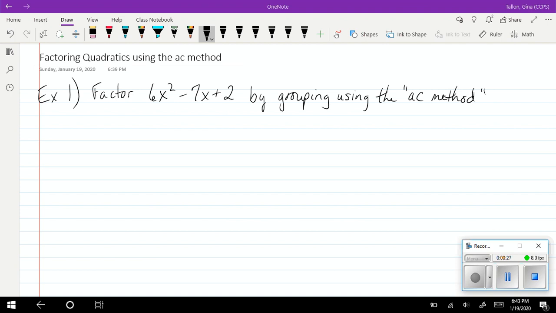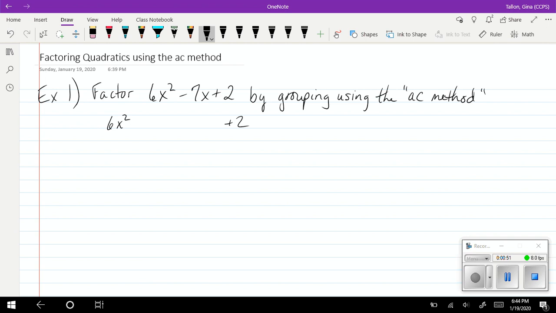The first thing I'm going to do is look to see if I have any common factors throughout the quadratic, and it doesn't appear as though I do. So I'm now going to take this 6x squared, push it over just a little bit. I'm going to take the plus 2, push that over a little bit, and I'm going to go to the side, and I'm going to see if I can replace that negative 7x with a couple of terms that are going to make this thing easily factorable.